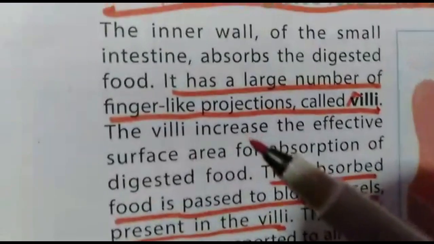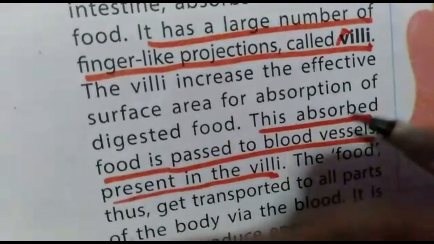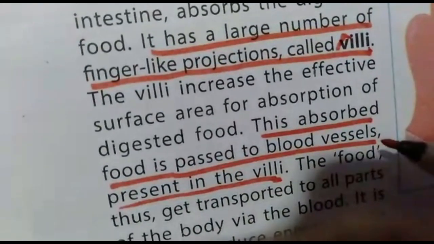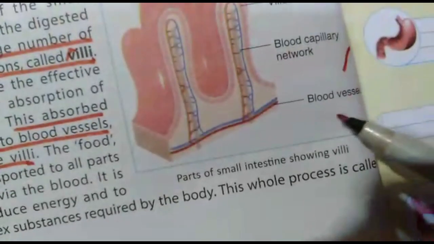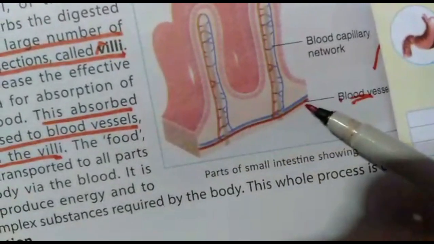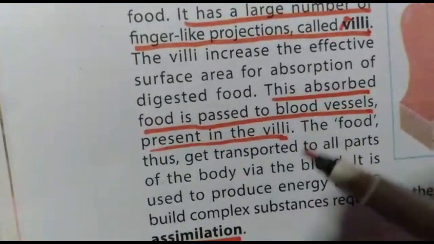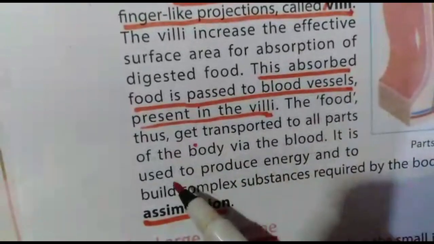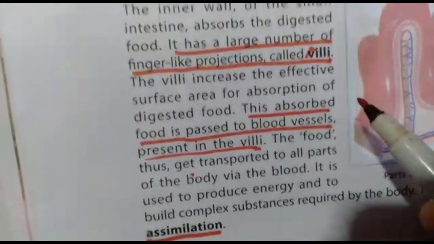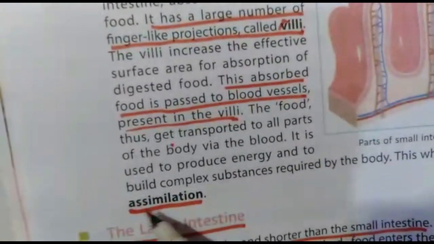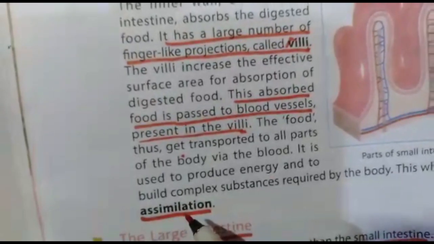Villi increase the surface area for the absorption of digested food, and this absorbed food is passed to the blood vessels present in the villi. These blood vessels absorb the nutritive food, and then it gets transported to all parts of the body. This whole procedure that takes place in the small intestine is called assimilation, which we have studied previously.